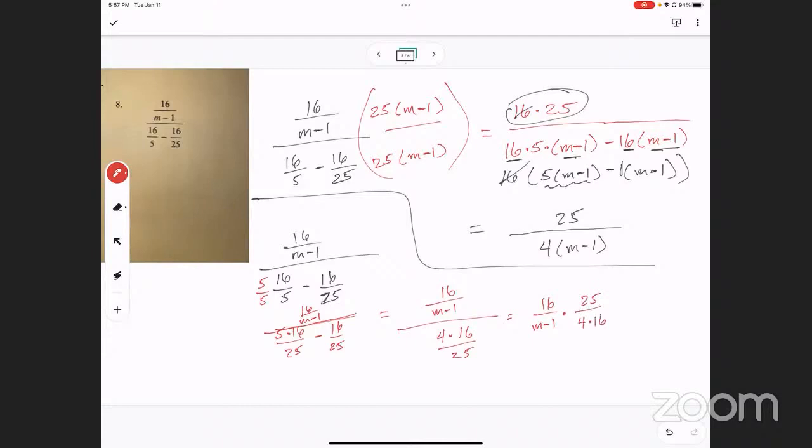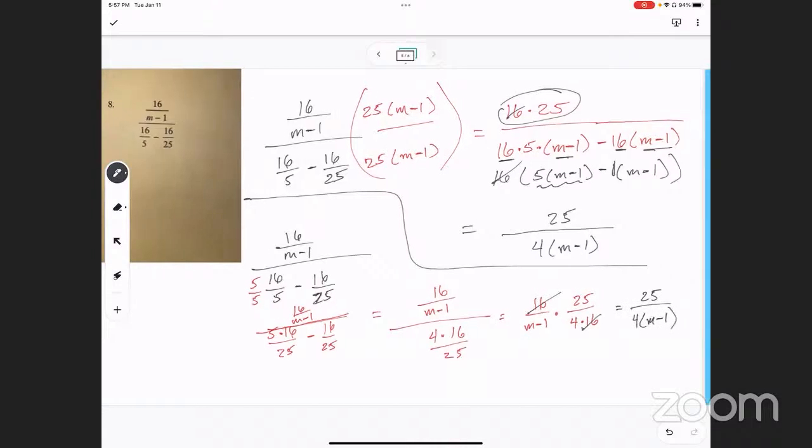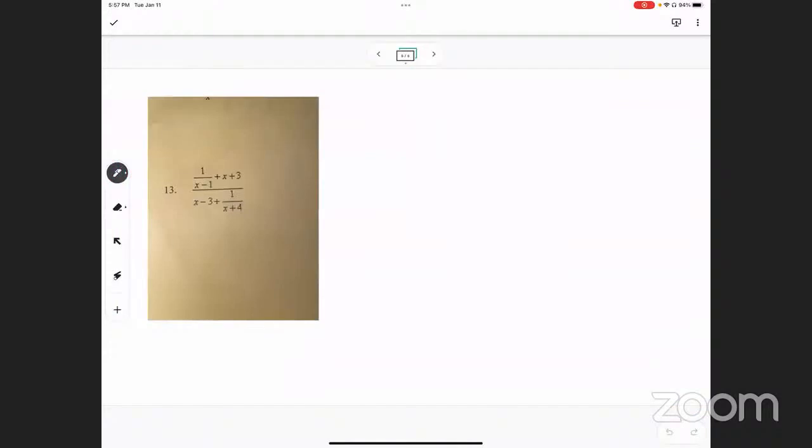And you see the value of not multiplying the 4 and the 16 out? You see what I can do now? I can just cancel those out. And so my answer again is 25 over 4 times m minus 1. Two ways to the same answer. You pick. Either one's fine with me.